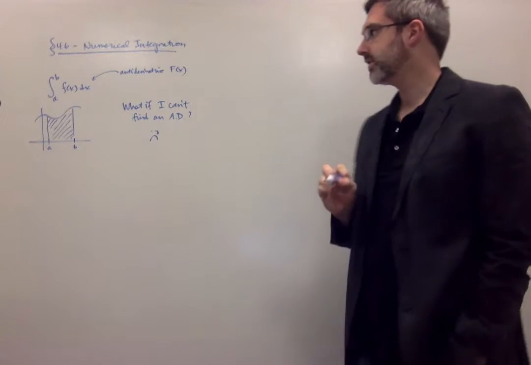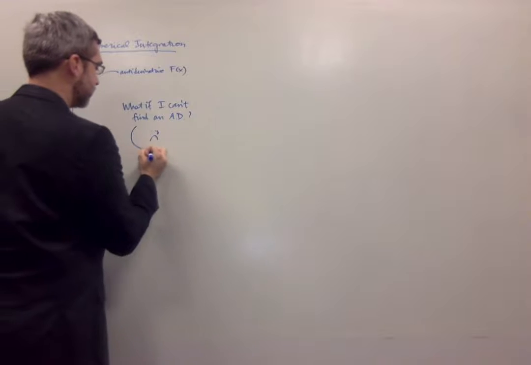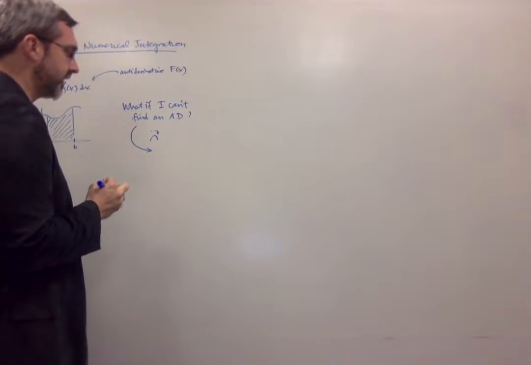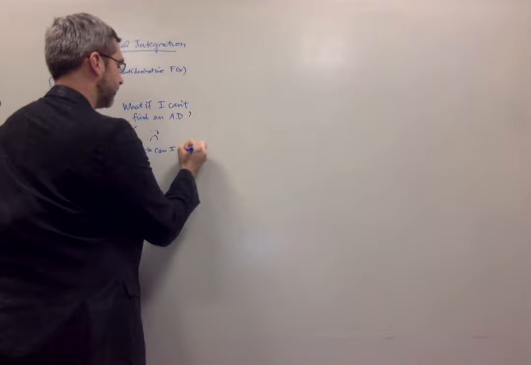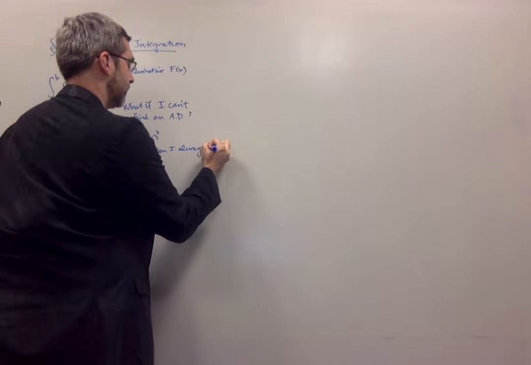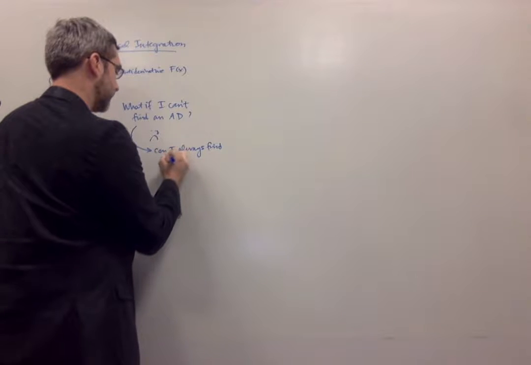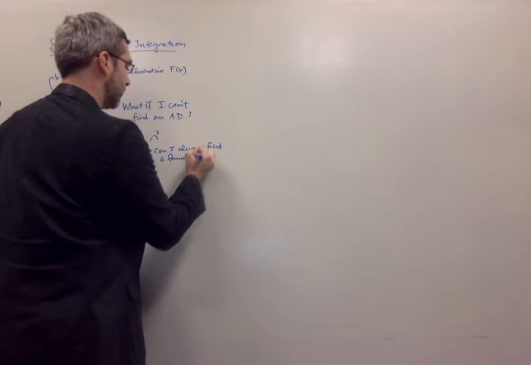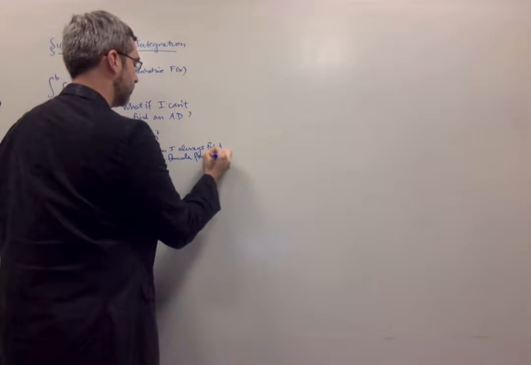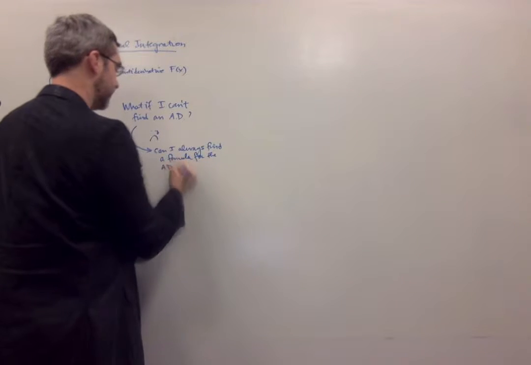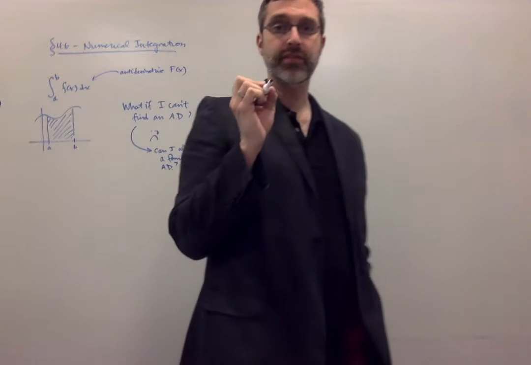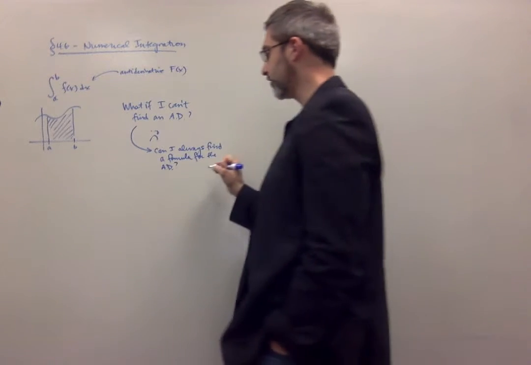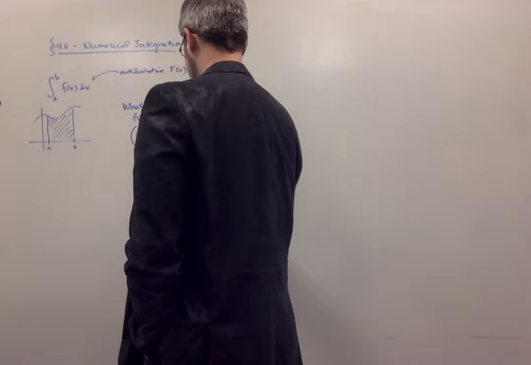in part because I want to ask another question, which I'm going to actually come back to in Chapter 7, which is the question, can I always find a formula for the antiderivative? We know that every continuous function has an antiderivative. The question is, can I always find a formula for one? And the answer here turns out to be no.